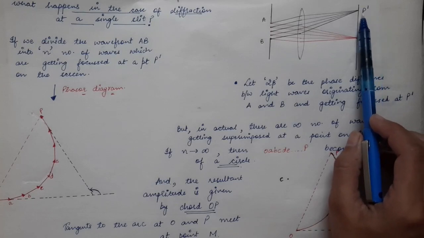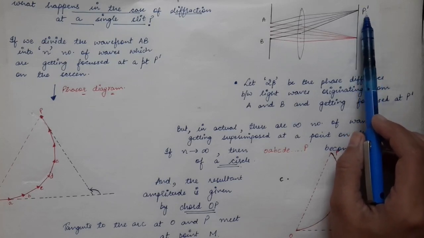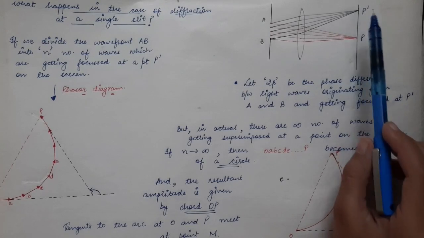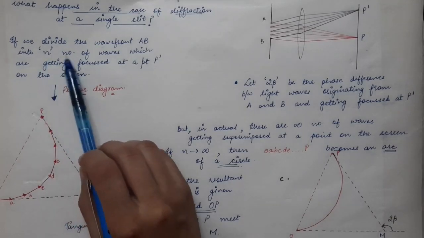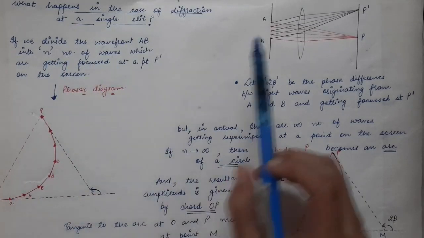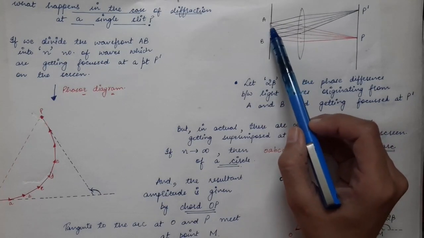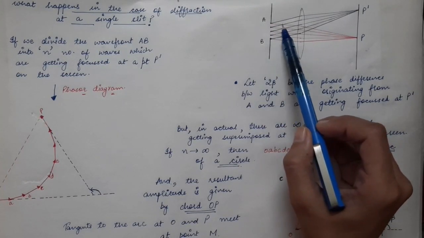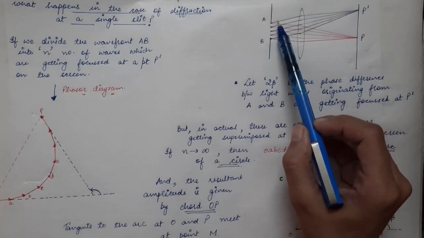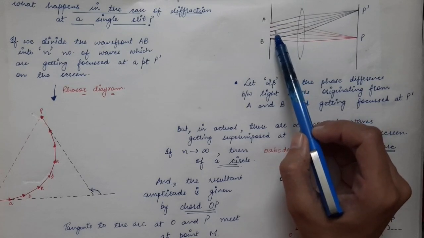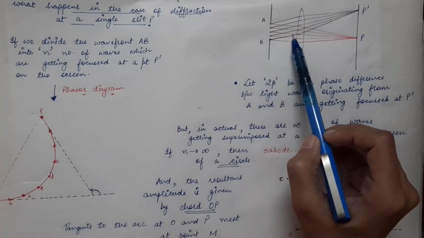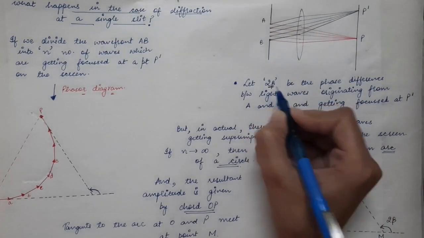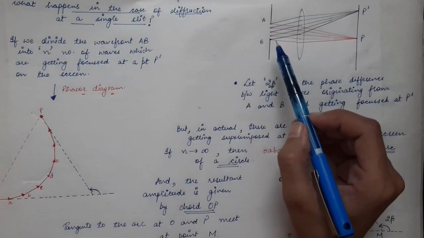First of all, we will draw the phasor diagram for this P prime point. Here is the phasor diagram which we have drawn. Here I have considered n number of waves. Let's say the first wave coming from point A has a phase of 0. Then the next wave will have some phase, let's say phi, with respect to the first. Then the third wave will have a phase of twice phi with respect to the first, and so on. The last wave is considered to have a phase of twice beta with respect to the first.